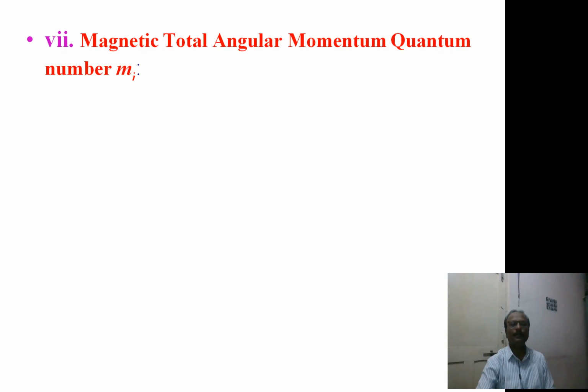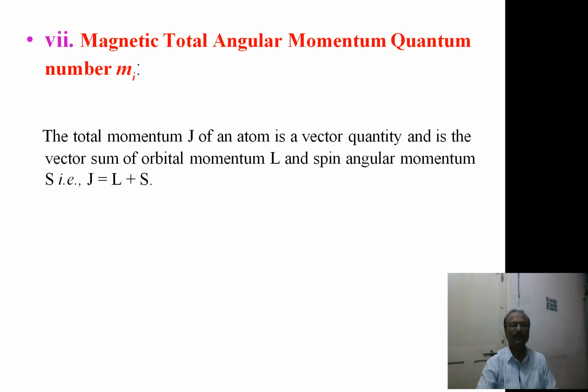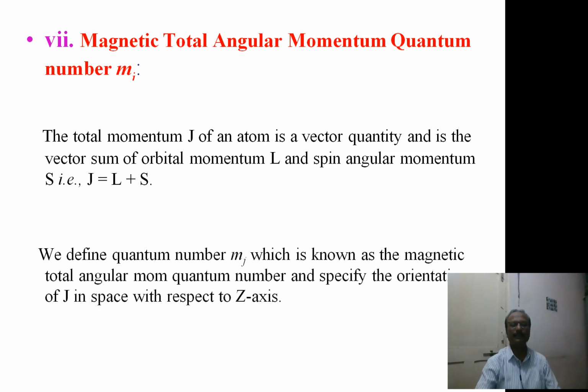The magnetic total angular momentum quantum number mj. The total angular momentum vector J of an atom is a vector quantity and is the vector sum of orbital angular momentum vector L and spin angular momentum vector S. So J equals L plus S. We define quantum number small mj, which is known as the magnetic total angular momentum quantum number, and it specifies the orientation of vector J in space with respect to the z axis.